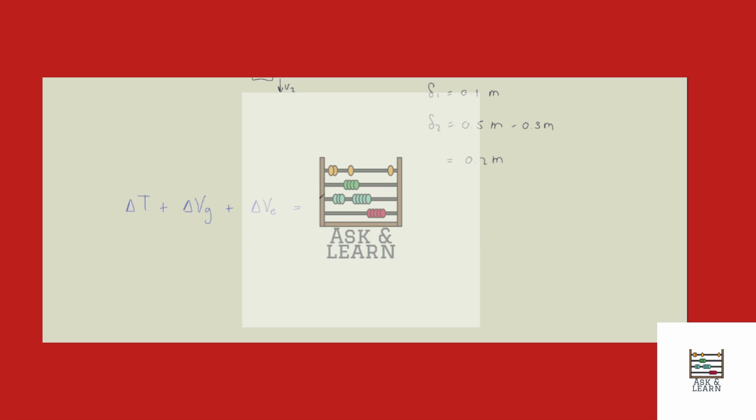So delta T plus delta Vg plus delta Ve should equal 0. And the change in kinetic energy is a half mv squared. That's a half times the mass m times the change in the square of the speed of the block, which is v2 squared minus 2 squared, and we want to solve for v2.